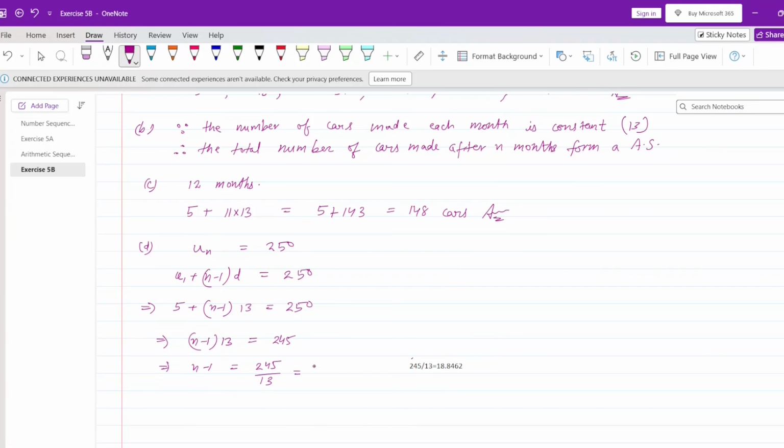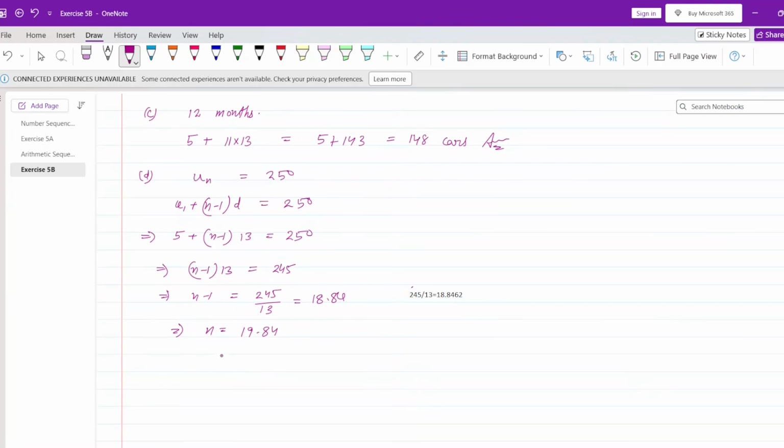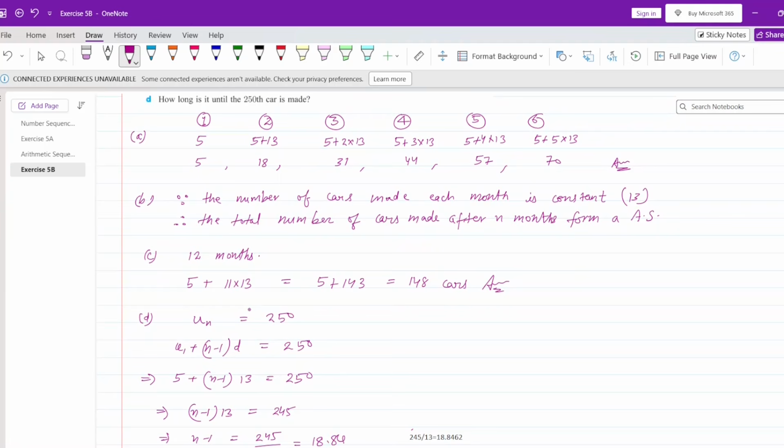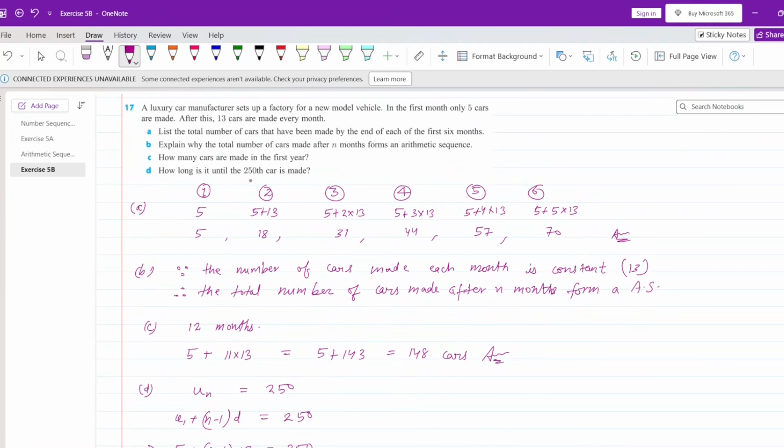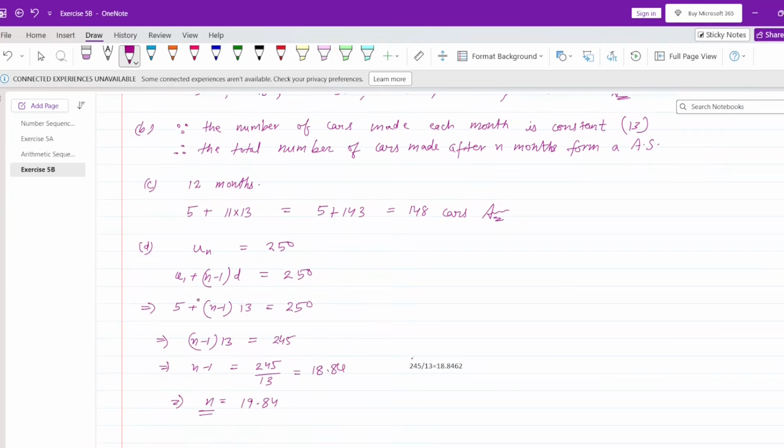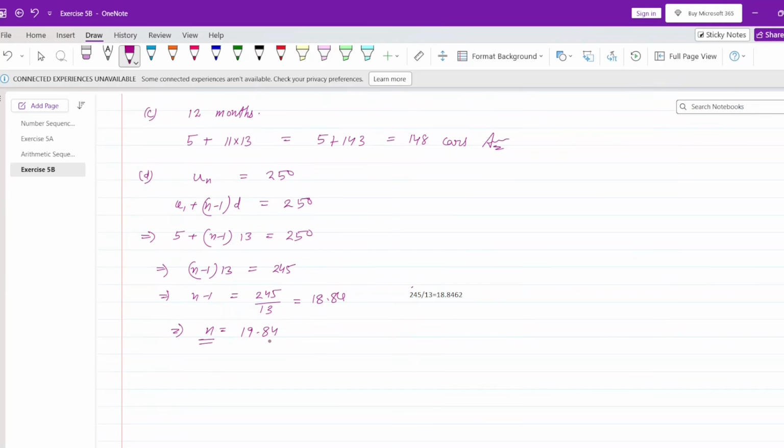18.84. So n equals 19.84. This n is the number of months. Now the question is asking how long is it until the 250th car is made. So the 250th car is going to be made in the 20th month, because 19 months have already passed, and it is over and above 19 months. That is going to be the 20th month.